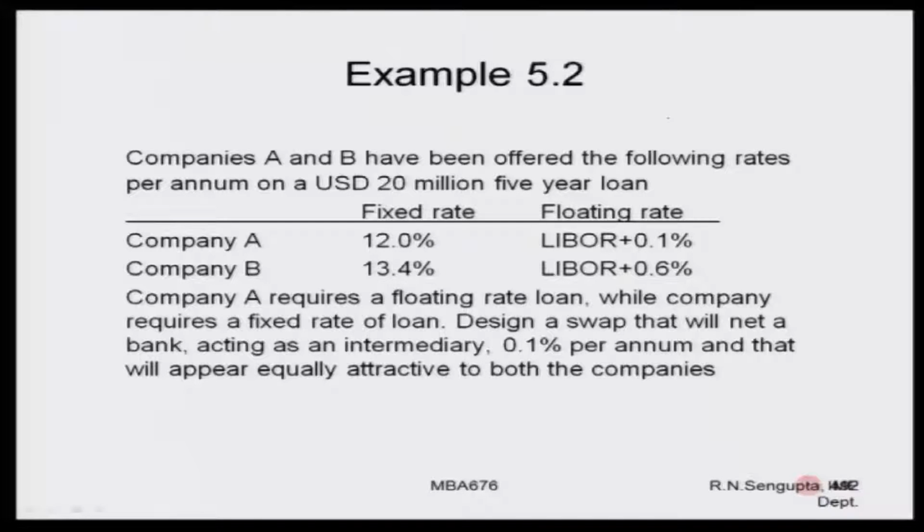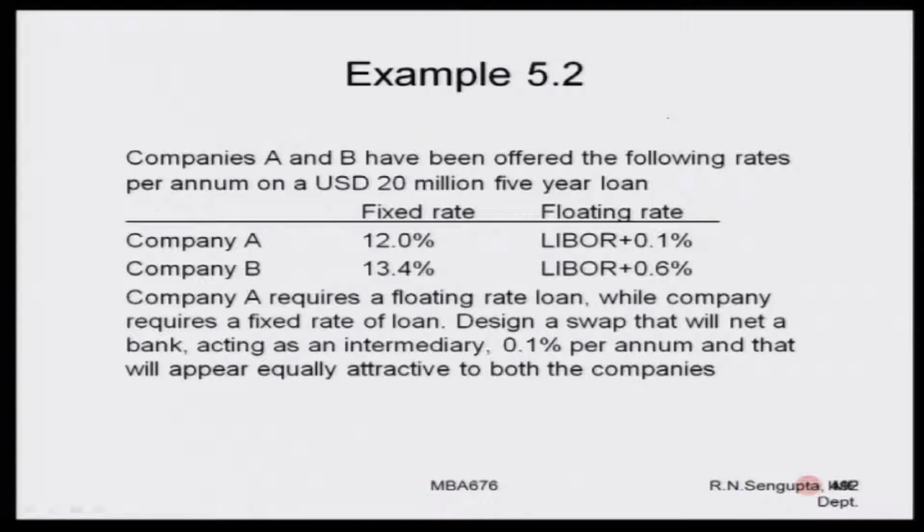Companies A and B, so this is a new problem. Companies A and B have been offered the following rates per annum on a US dollars 20 million 5-year bond. Concentrate on the first row: Company A has a 12% fixed rate, LIBOR plus 0.1 in the floating. Company B is 13.4 in the fixed, LIBOR plus 0.6. If you compare the difference, company B is facing an extra interest rate of 1.4 in the fixed and an extra interest rate of 0.5% on the floating rate.